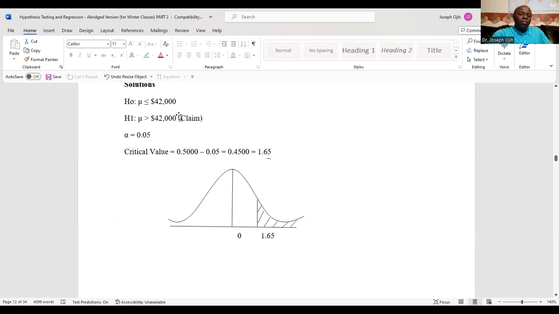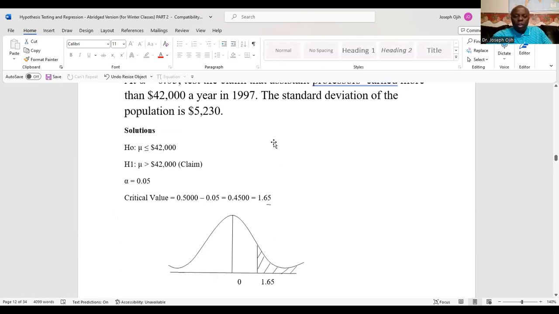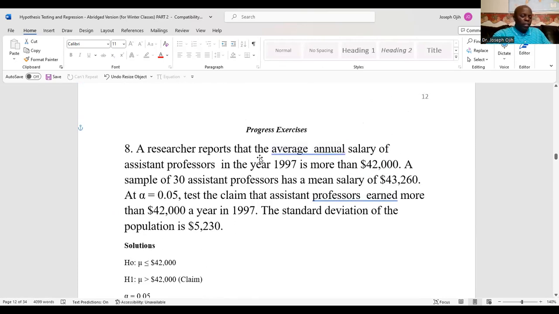So now that we have stated our hypothesis, identified our claim, and have our critical value, we are now ready to run the test. Remember that for this test, say that there is such a report that the average annual salary is more than 42,000. So the population mean, let me write this down, and then I'll put them in. The population mean mu is 42,000.